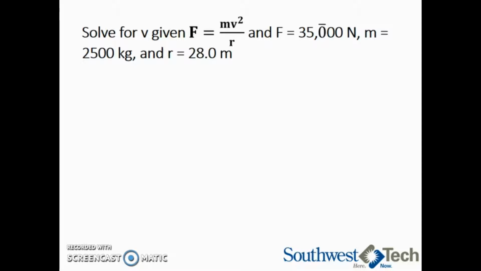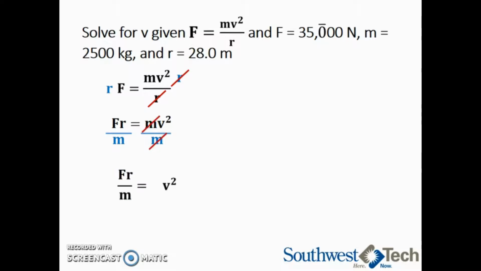First, we are going to write the basic equation for centripetal force in terms of v. To do this, we first will multiply both sides by r. This cancels off the r on the right-hand side, and we are left with F multiplied by r equals m multiplied by v squared. Next, we will divide both sides by m. This will cancel off the m on the right-hand side, leaving v squared is equal to F multiplied by r divided by m.